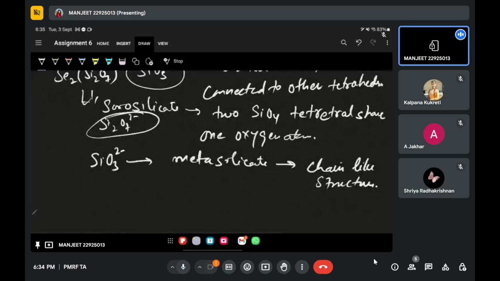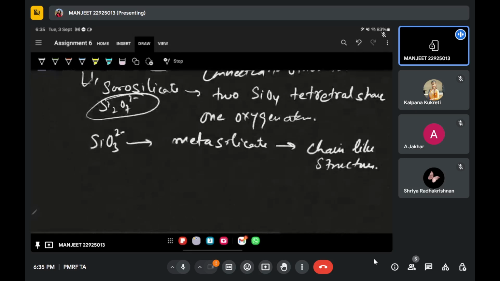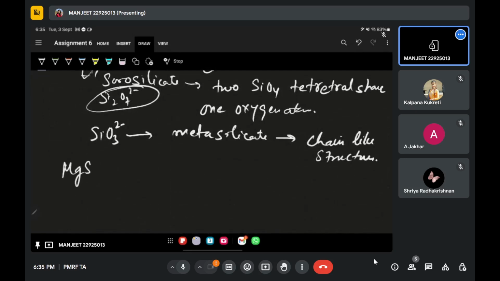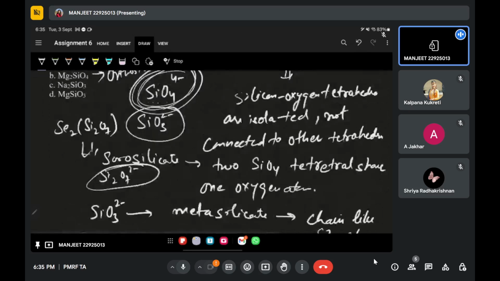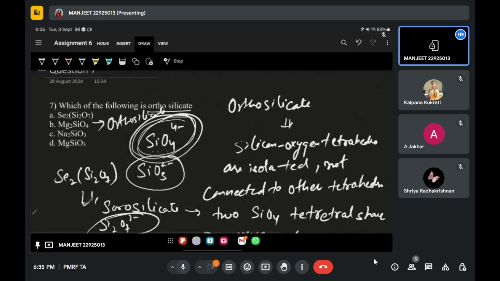Okay, and this another one is also MgSiO3. These are also the metasilicate. So the orthosilicate will be the Mg2SiO4. Okay, so B is the correct answer.